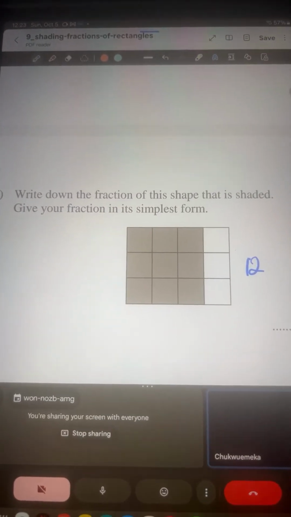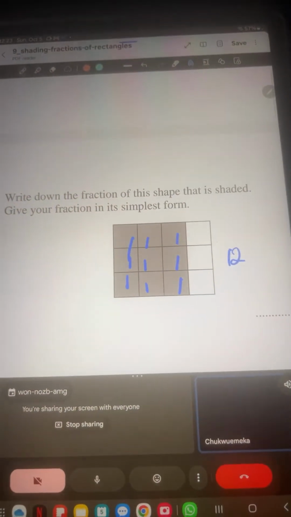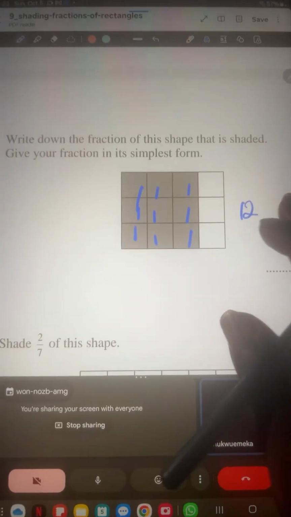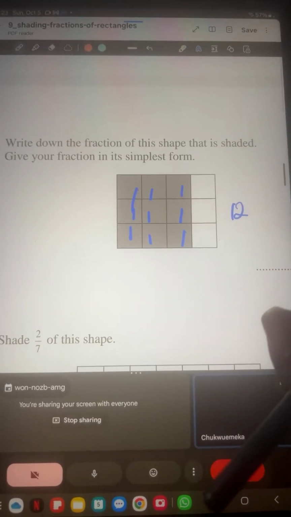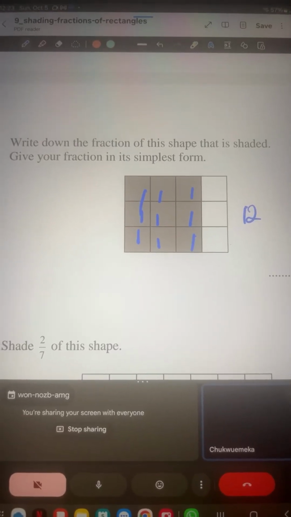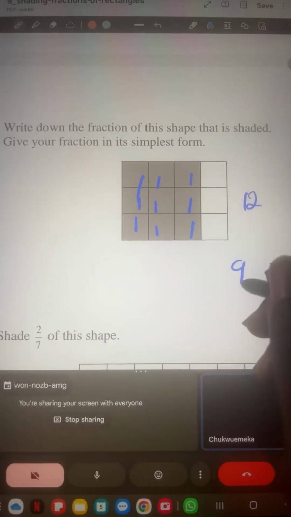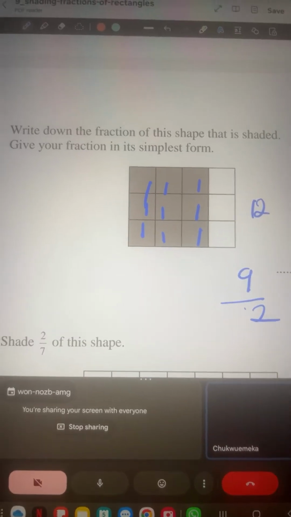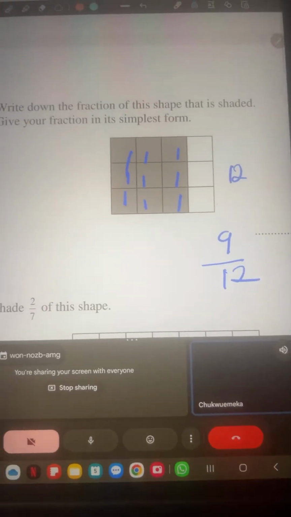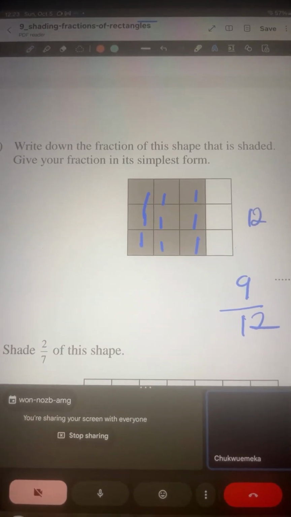So we have 12 small squares. How many of the small squares are shaded? 1, 2, 3, 4, 5, 6, 7, 8, and what? 9. Because the question says, write down the fraction of this shape that is shaded, if you count it, we shaded 9 parts out of a total of what? 12. Are you listening? Yeah. So 9 parts out of a total of 12 parts are shaded.